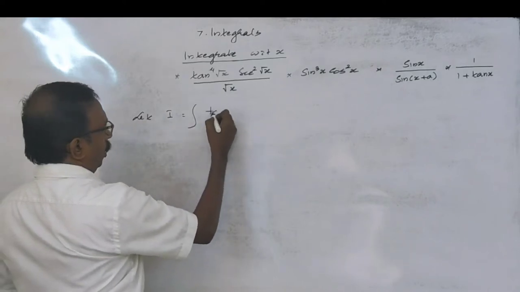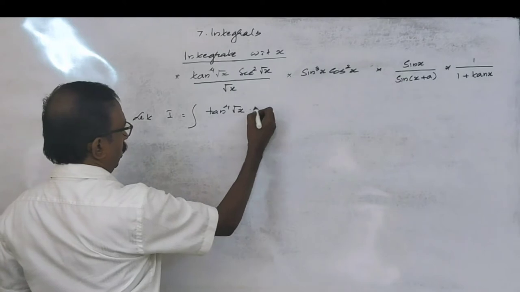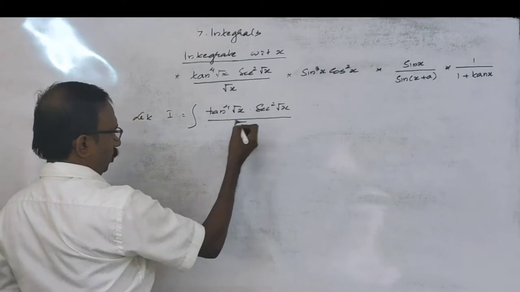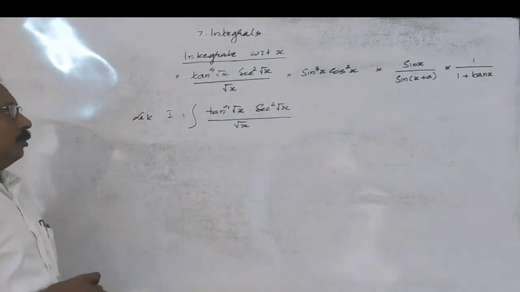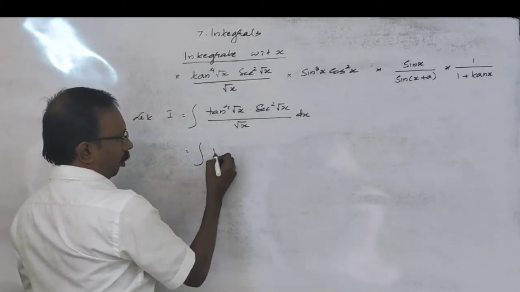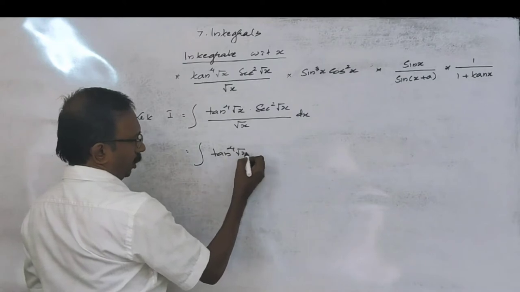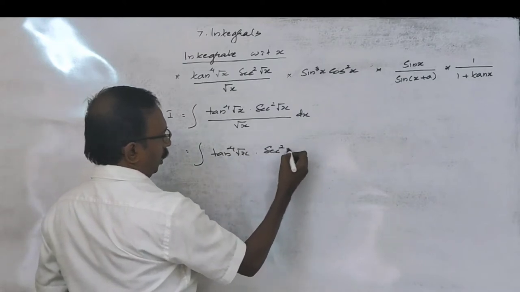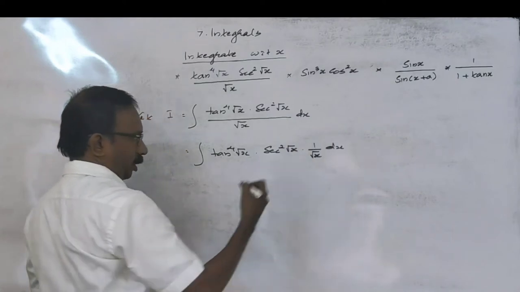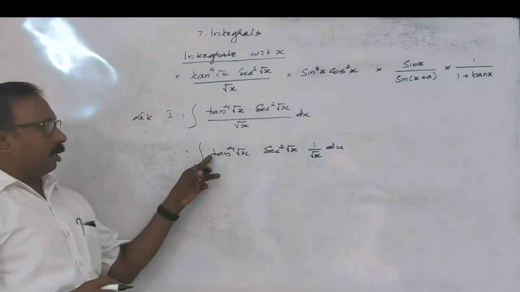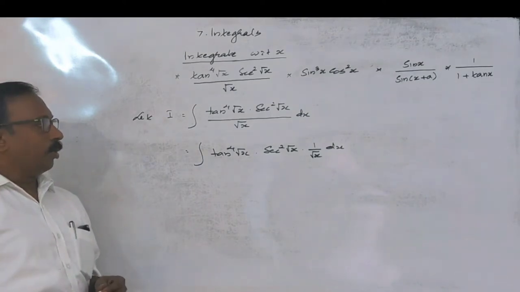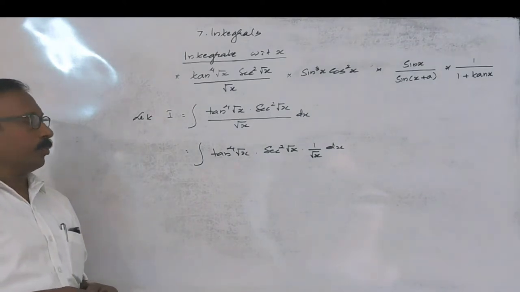Now let us go to the next type of questions. Integral of tan raised to 4 root x into sec square root x divided by root x dx. That is the integral of tan raised to 4 root x into sec square root x into 1 by root x into dx. We know this is of the second type, the integral of f of x the whole raised to n into f dash x into dx.